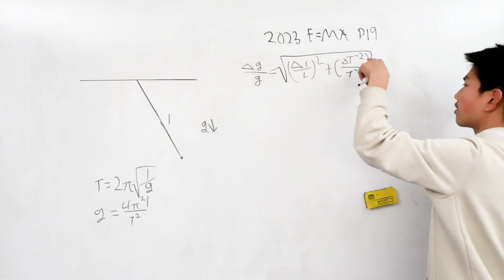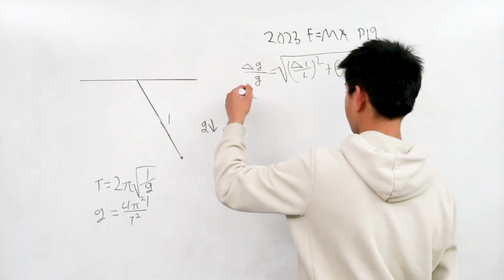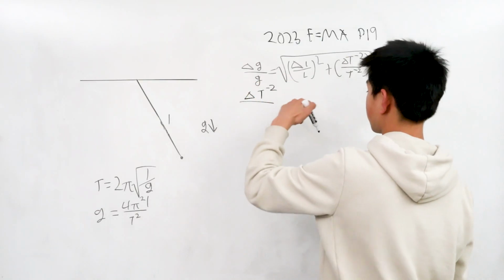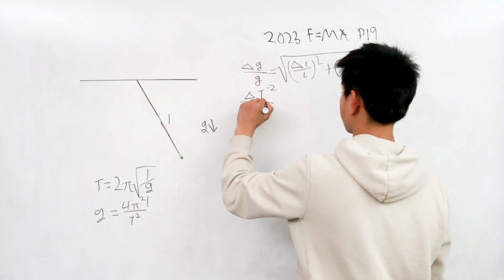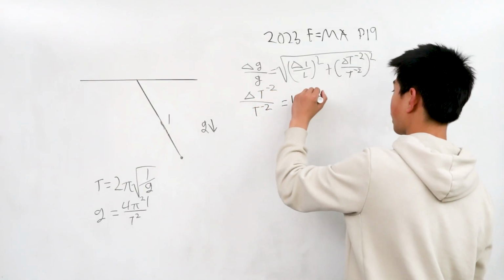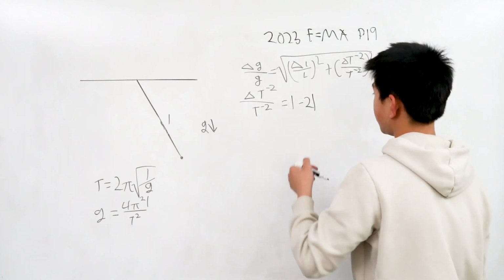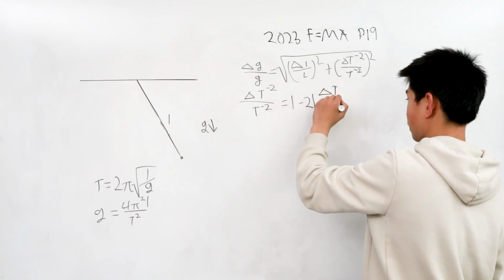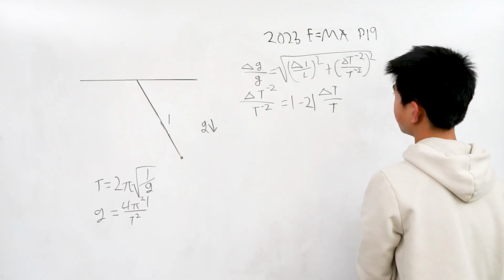Now, you have to consider this case where the powers are negative. We write the power negative 2 as the absolute value of negative 2, and then it's just the ratio of delta T to the actual time, so delta T over T. And the absolute value of negative 2 is simply 2.